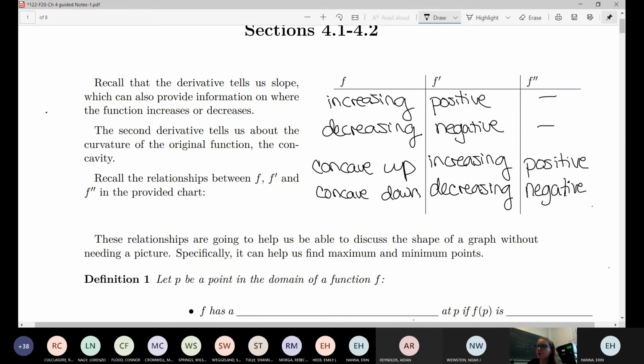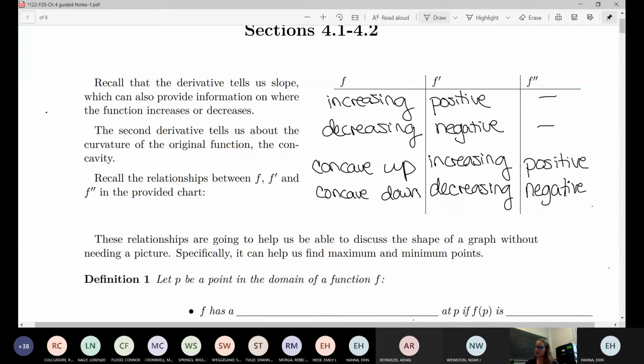I think I said this before, but you guys are going to want to be pretty comfortable with these relationships and being able to go backwards, forwards, sideways. These relationships are essentially going to help us discuss the shape of the graph without needing the graph picture in front of our face. And specifically, we're going to use it to help us find maximum and minimum points of a function.